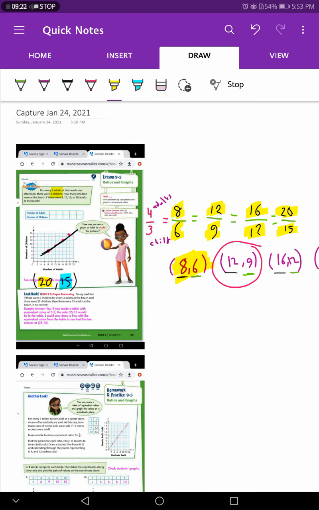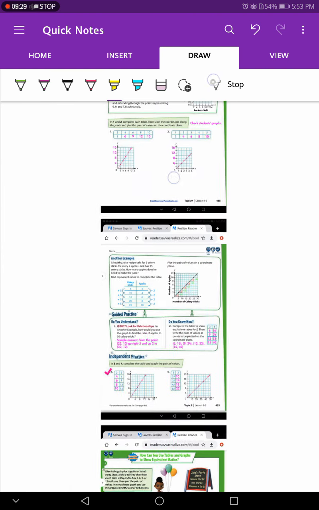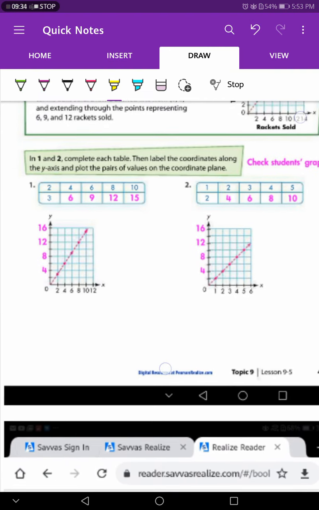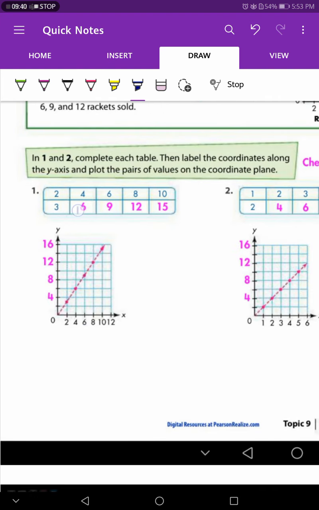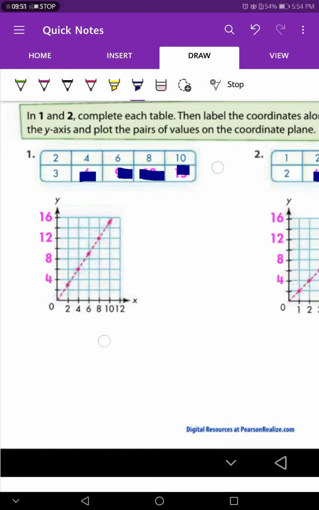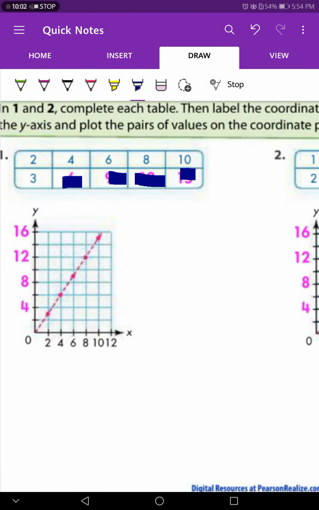Okay, my boys. Okay, let us take another example. I think it is enough and it is clear. For example, if I want to take this one, let me hide the answer first. Now see, complete each table, then label the coordinate along the y-axis and plot the pairs of values on the coordinate plane. You have 2 and 3.